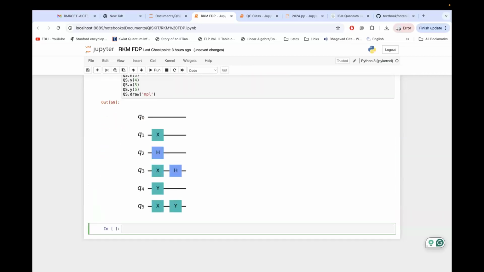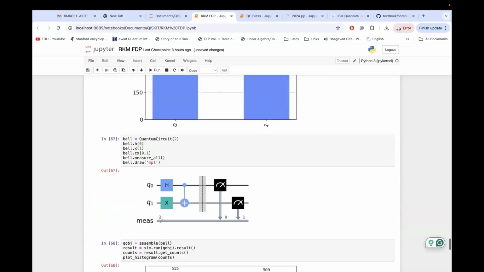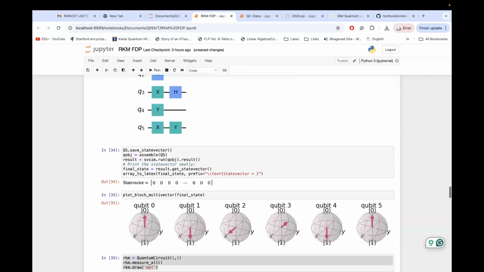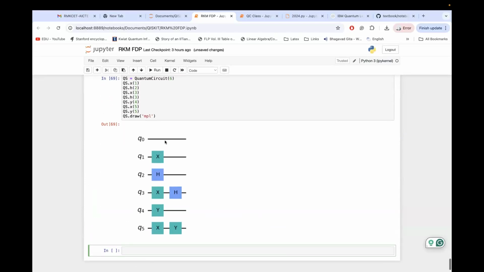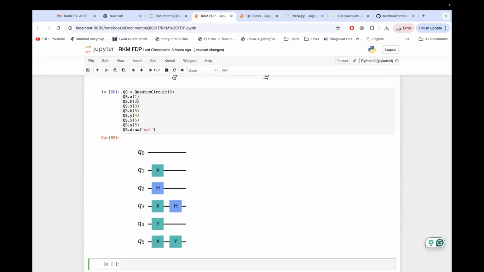And since I have run this circuit already, this is how it is. For the 0th qubit, I'm not doing anything. For the first qubit, I'm just applying X operator. Second qubit, I'm just applying Hadamard operator. Third qubit, I'm applying both X and H. Fourth qubit, I'm just applying Y operator. Fifth qubit, I'm applying X and Z, X and Y.